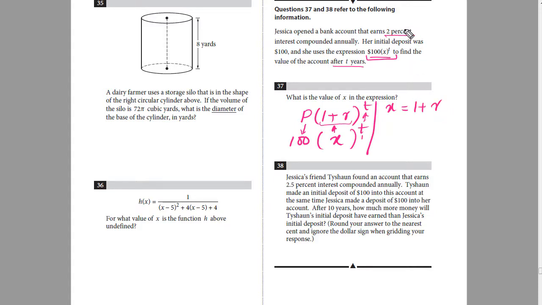Now r is 2%. When we convert 2% into a number, it becomes 0.02. So 2% I can write as 2 over 100. So x will be equal to 1 plus 0.02. So x will become equal to 1.02. So the value of x over here is 1.02. That's the answer.